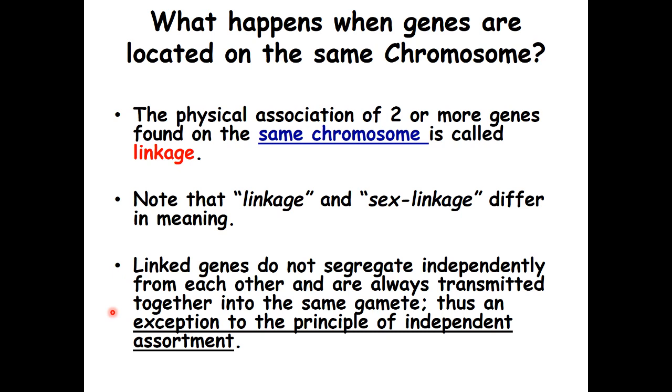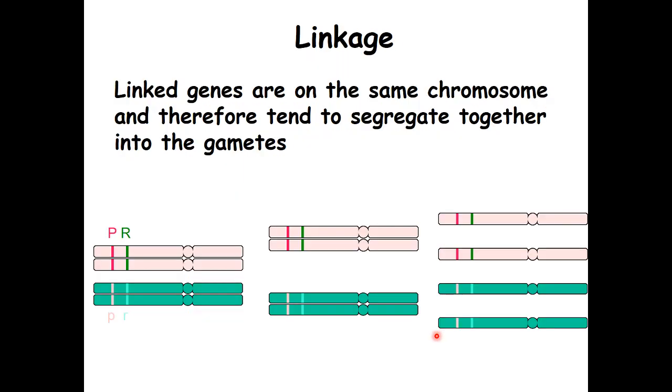But what if those genes are very close to each other on the same chromosome? If genes are very close together on the same chromosome, they're called linked. They're linked together because they usually don't segregate. They travel together. Remember, linkage and sex-linked are different. Linkage just means that two genes are very close to each other, and they can be on autosomes. Sex-linked specifically refers to the sex chromosomes. So linked genes are an exception to the principle of independent assortment.